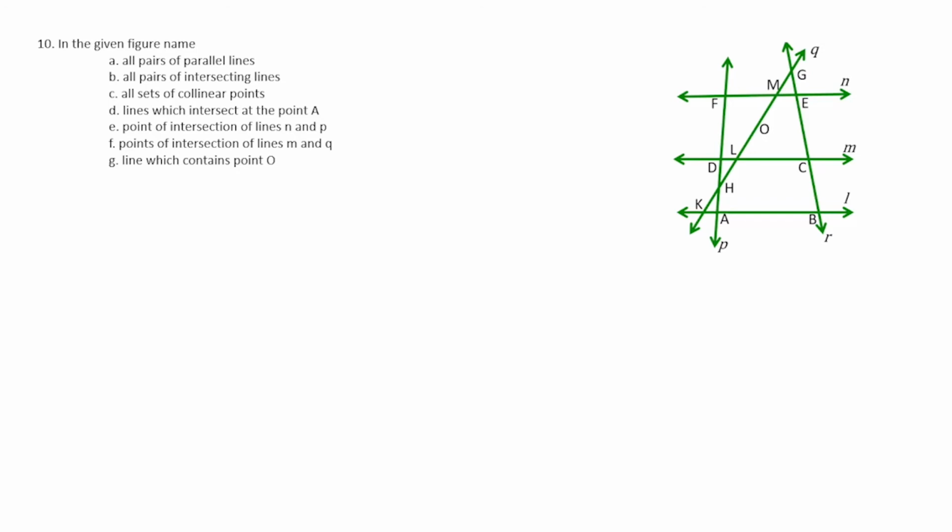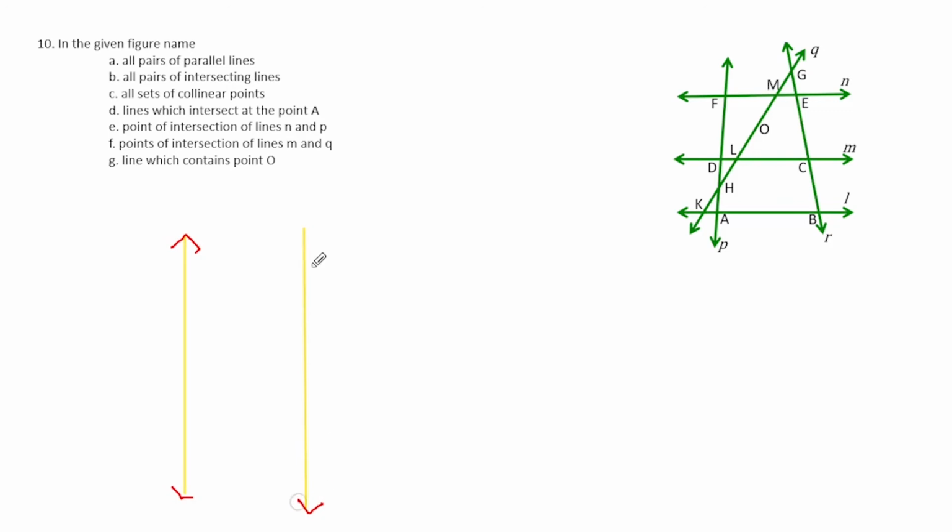So the A bit, all pairs of parallel lines. What are parallel lines? The definition of parallel lines is there in the question itself. Lines which are parallel to each other are called parallel lines. Like over here, I have one line and I have another line which is parallel to the other line.